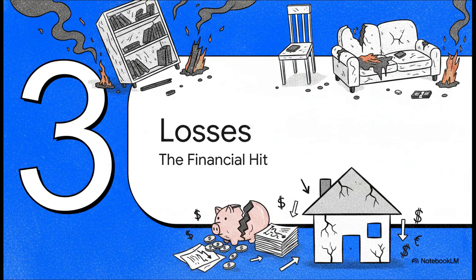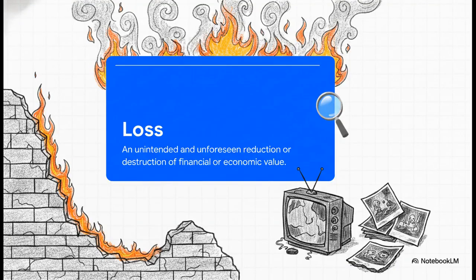Okay, so the fire, our peril, has happened. What's next? Well, now we have to look at the consequences. Alex's home is badly damaged, furniture is ruined, and they can't even live there for a while. We're talking about the financial aftermath, the hit to the wallet. And that financial hit, that's what we call a loss. A loss is simply an unplanned, unforeseen drop in financial value. The fire didn't just scorch the walls. It literally erased economic value. The burned-out structure, the melted electronics, all of it, that is the loss.